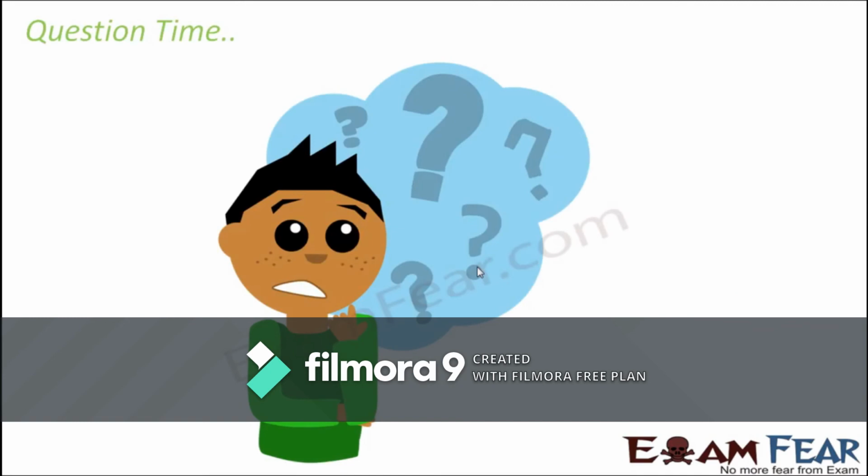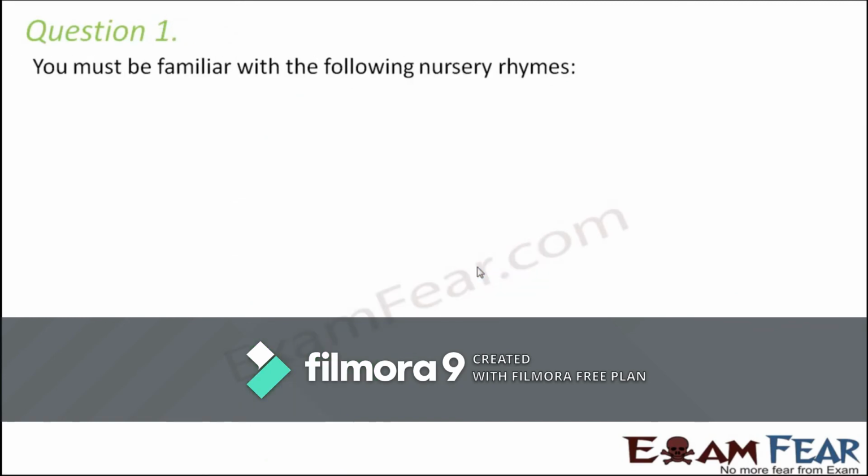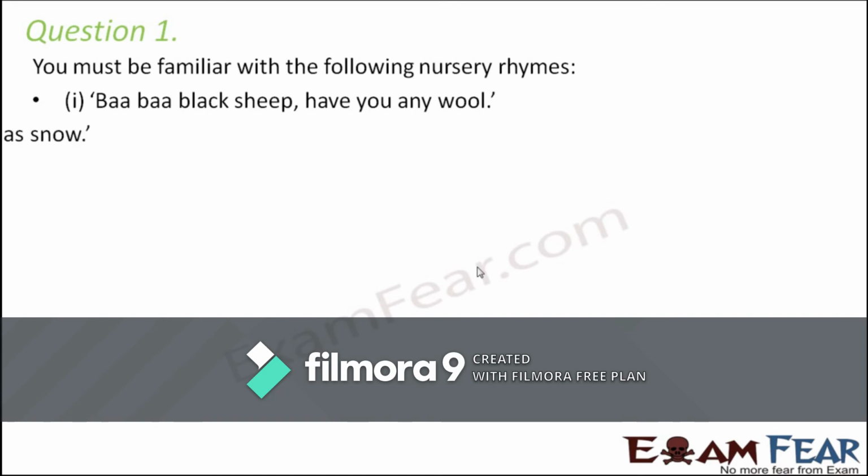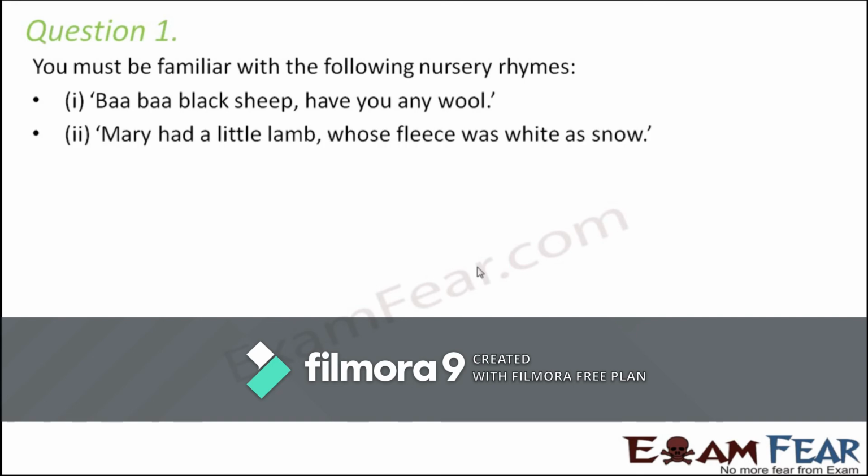With this, we have reached towards the end of this lesson. So let us quickly look at some of the questions. Question number 1. You must be familiar with the following nursery rhymes. Baa baa black sheep, have you any wool? Mary had a little lamb whose fleece was white as snow.